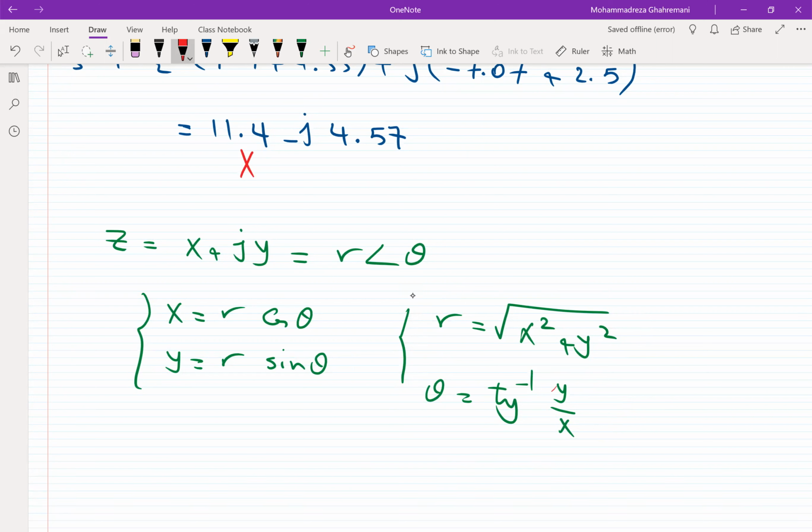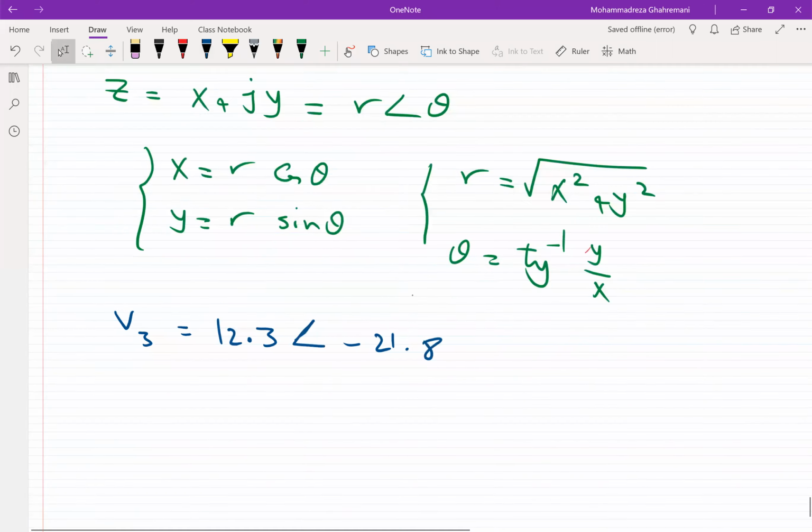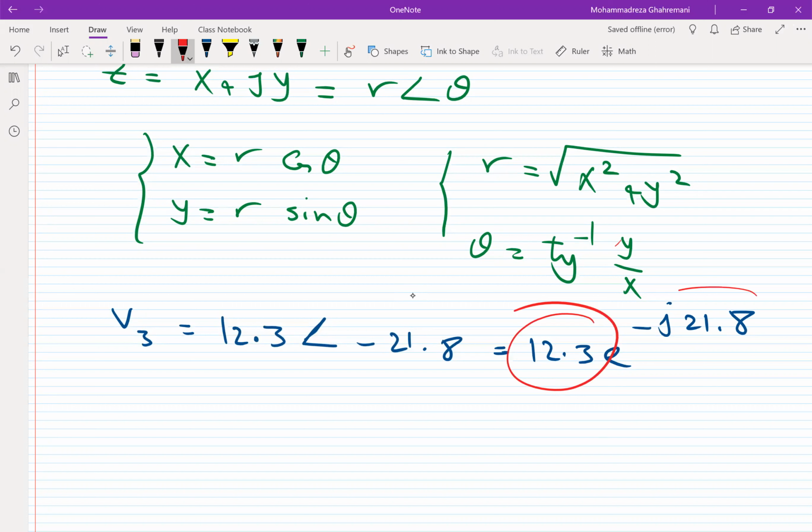So x of course is 11.4 and y is negative 4.57. If we use these equations, we will have V3 equal to 12.3 with the angle of negative 21.8. Or we can show it in this way, 12.3 e to the negative j 21.8.